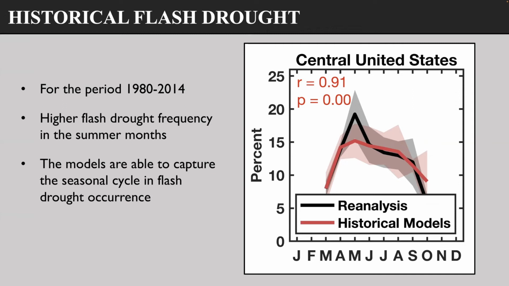So all this, both the spatial and temporal analysis, gives confidence going forward that the models are able to relatively strongly represent flash droughts, both in the historical period and also gives confidence moving forward, looking at the future projections as well.